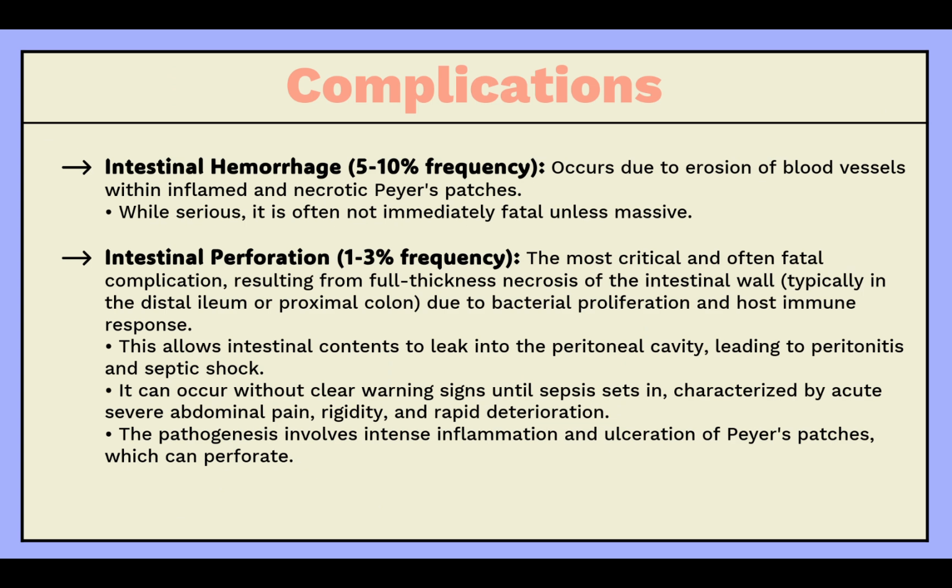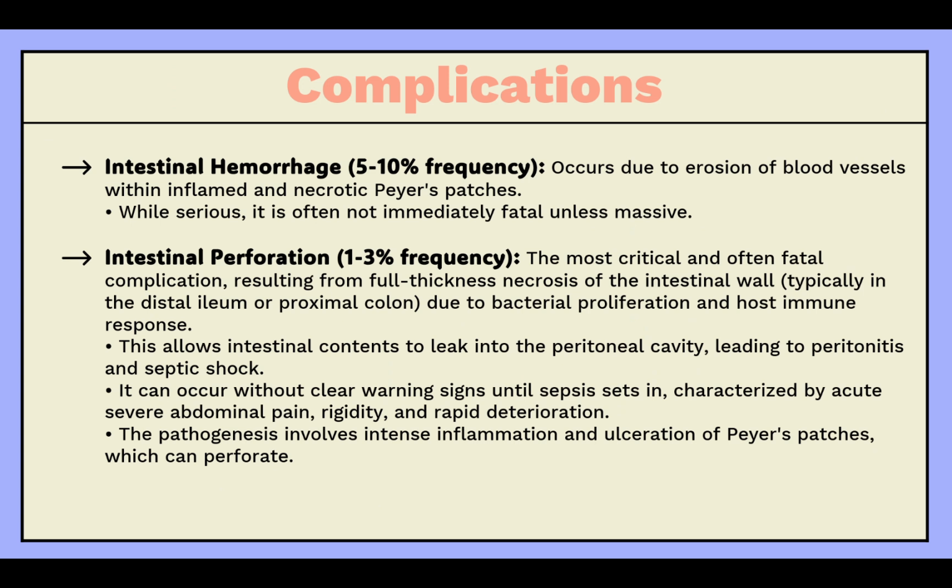Typhoid fever is not just a febrile illness, it carries a significant risk of severe and potentially life-threatening complications. One of the major complications is intestinal hemorrhage occurring in about 5 to 10% of cases. This happens due to the erosion of blood vessels within the inflamed and necrotic Peyer's patches. While serious, it is often not immediately fatal unless the bleeding is massive.